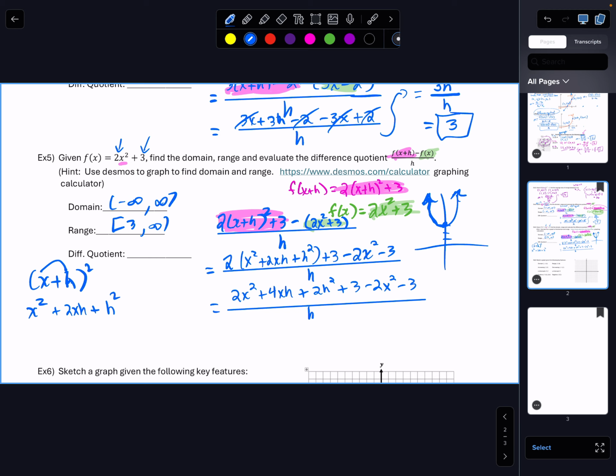And then we have some things that are going to cancel. The 3's will cancel. The 2x squared with the minus 2x squared will cancel. Anything that does not have an h should cancel. If it doesn't, you've made an error someplace. The only thing that's left in the numerator has h's in it, and I expect that. So I'm going to drop down, center my fraction with the equal bar, and write what was left after cancellation.